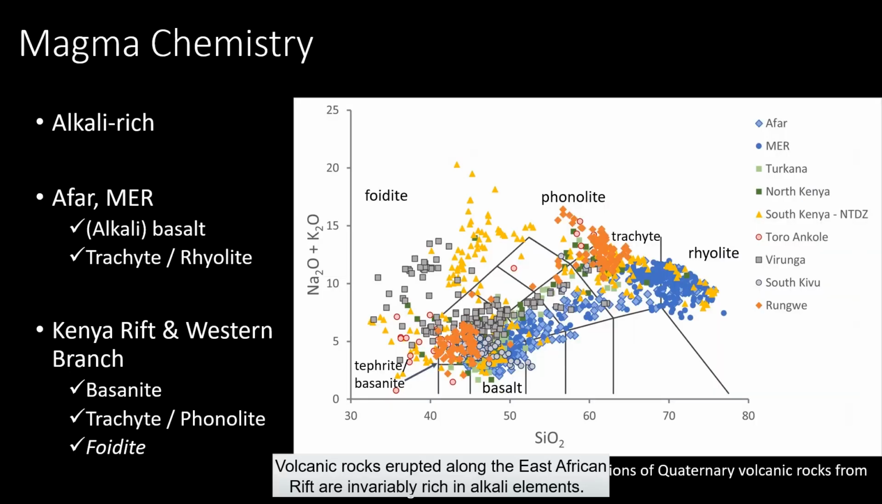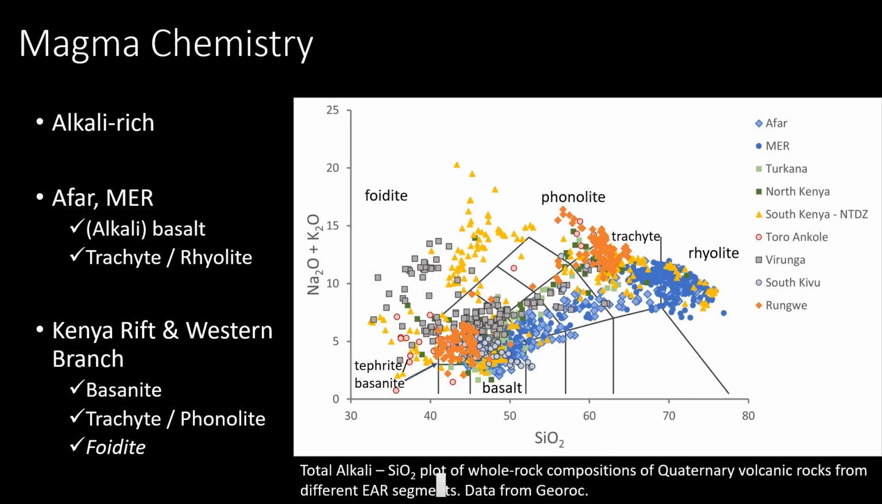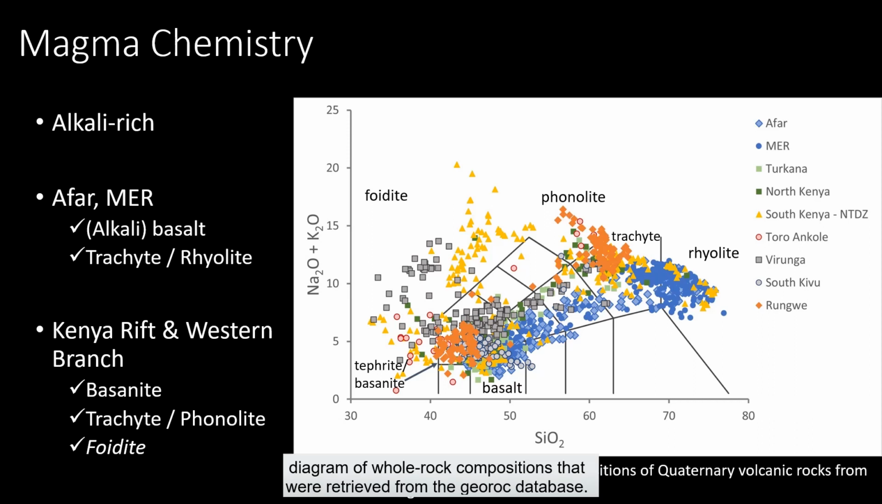Volcanic rocks erupted along the East African Rift are invariably rich in alkali elements. This plot shows a total alkali versus silica diagram of whole rock compositions that were retrieved from the GEOROC database. We see that overall in Afar and the main Ethiopian rift, the symbols in blue, compositions are very similar, with two large modes, one near the basalt end and another near the trachyte and rhyolite end. These are peralkaline rhyolites and represent the most chemically evolved compositions that we find along the rift.